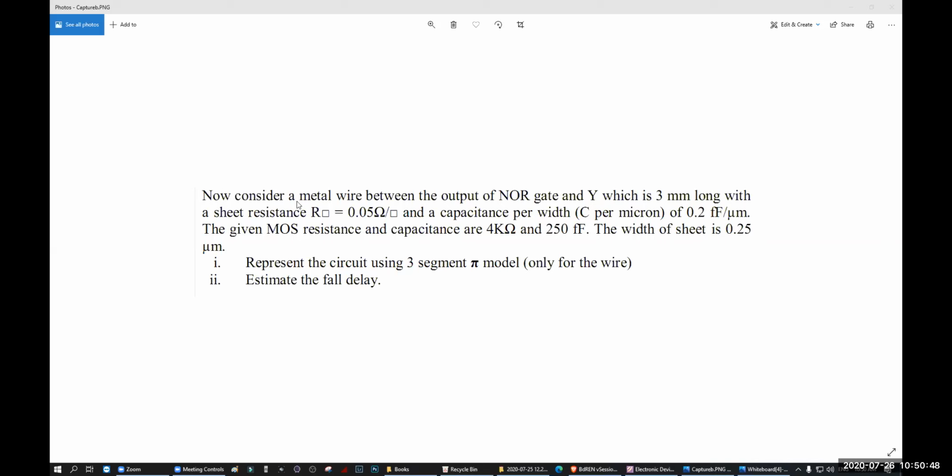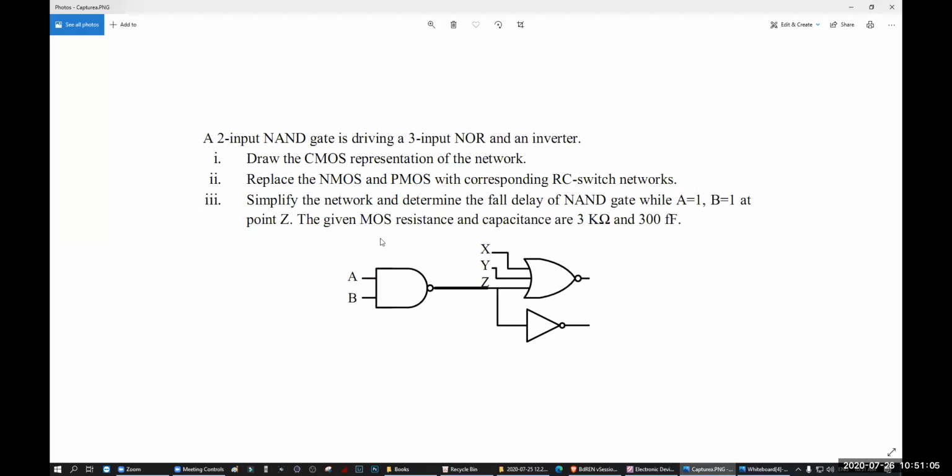Now consider a metal wire. Let's see the question. Consider a metal wire between the output of NOR, NOR means NAND actually. In our case, this question is from another question, that's why. This is a NAND, right? Yes, this is the NAND. Now consider a metal wire. See, I have drawn a bold line, right? Bold, because I had something in my mind.